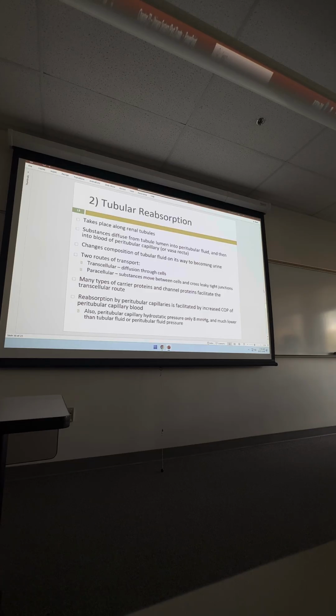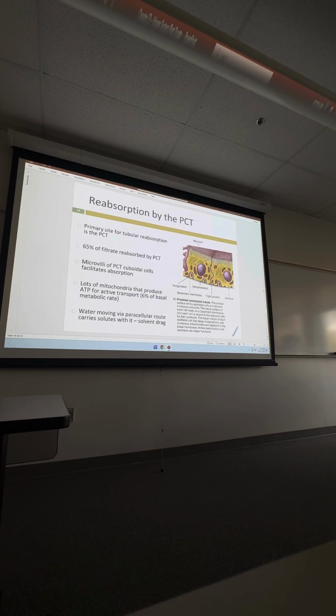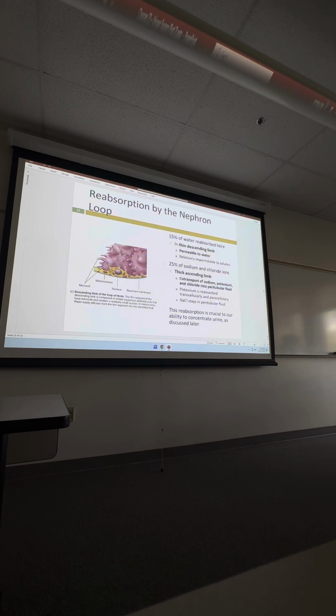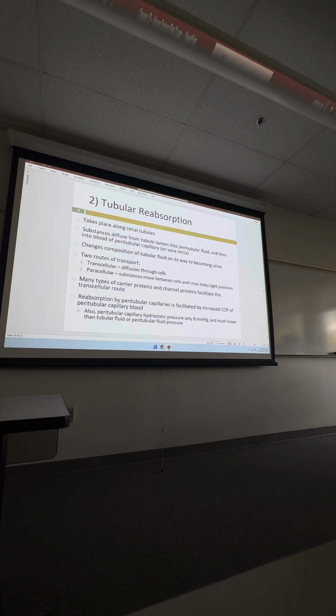What we have to keep in mind is that this tubular reabsorption happens along the length of our, I guess I don't have a picture of it right here. Along the length of particularly the proximal convoluted tubule, some in the loop, and very little reabsorption that happens in the distal convoluted tubule. But this tubular reabsorption is an important component because once all that stuff has been pushed out of the blood and into the fluid, we have to recover most of it.